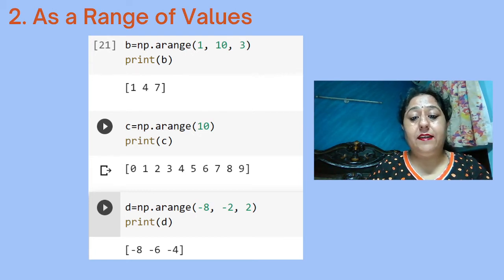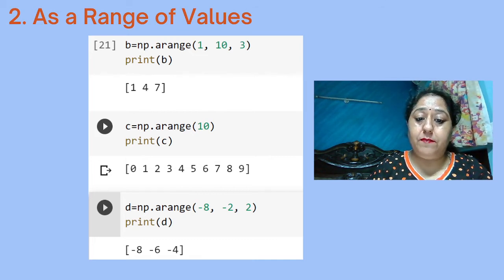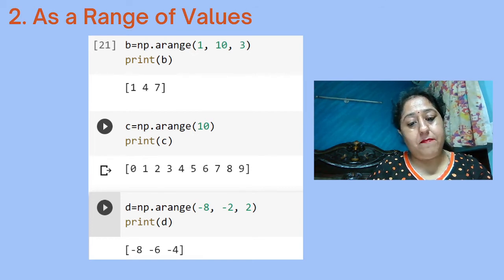Even this works with negative values. If you give the start value as -8, -2 as stop value, and step size as 2, then in that case, the first element will be -8. The next element will be -8 plus 2, that is -6. The next element will be -6 plus 2, that is -4. The fourth element will be -4 plus 2, that is -2, which is again the stop value. So we will not have the fourth value and the matrix will have values -8, -6, and -4 in it.